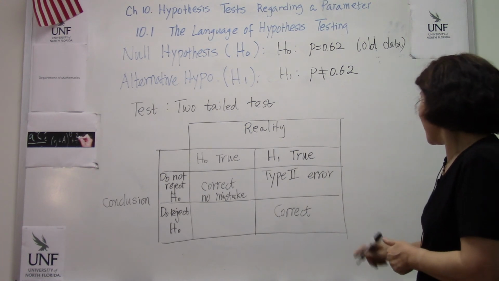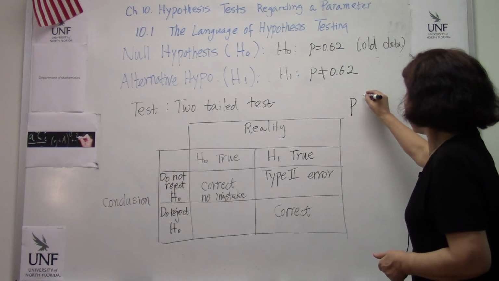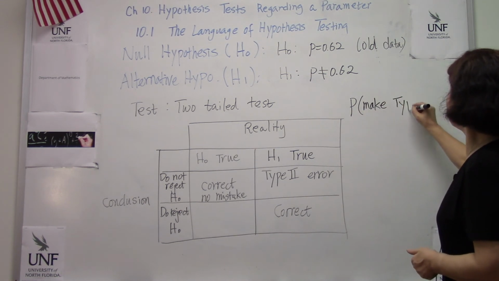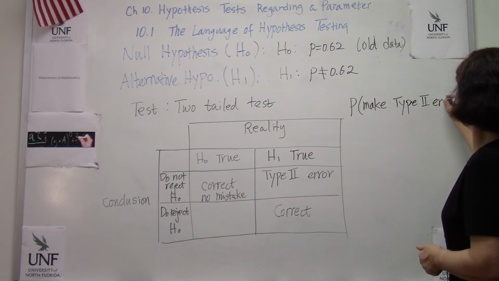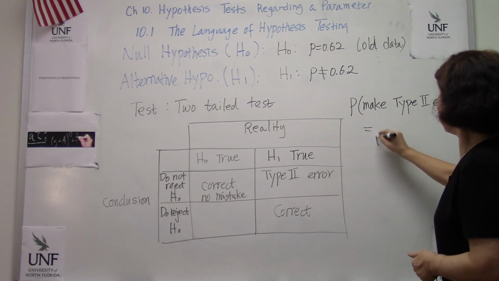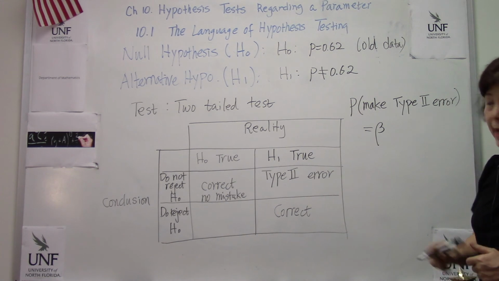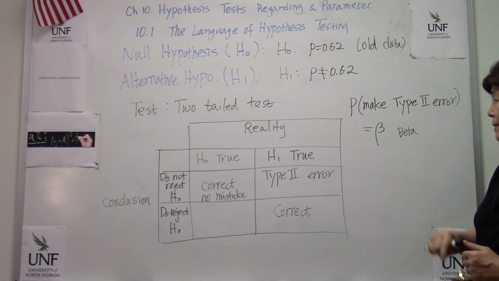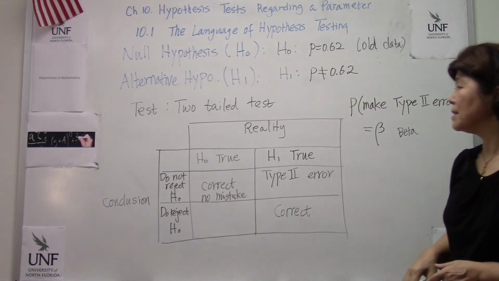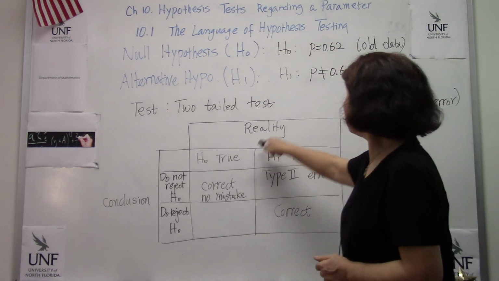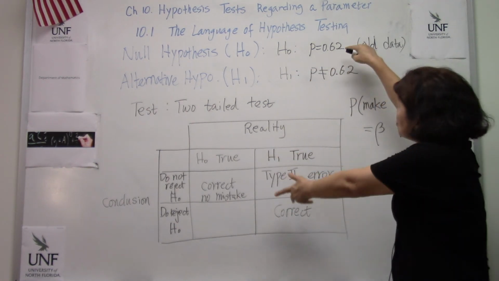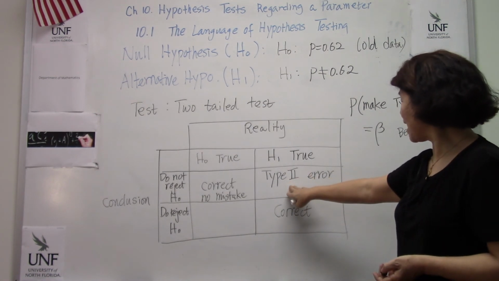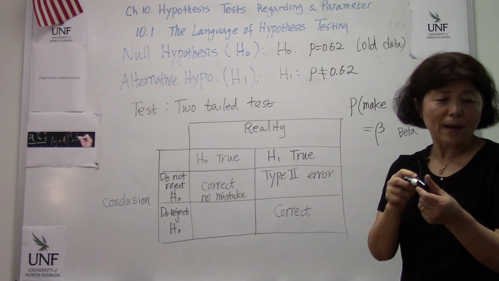The probability that we are going to make a type 2 error, we abbreviate with beta, the lowercase Greek letter beta. Now the other one is a really serious one. H naught is true, but we do reject it. It's not a big deal, right? What is the difference between this kind of mistake and that kind of mistake?